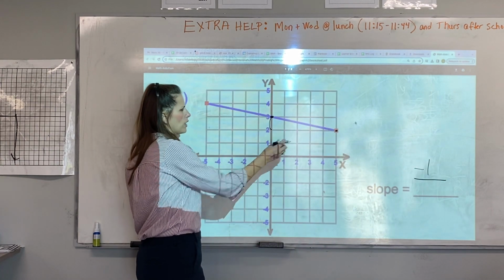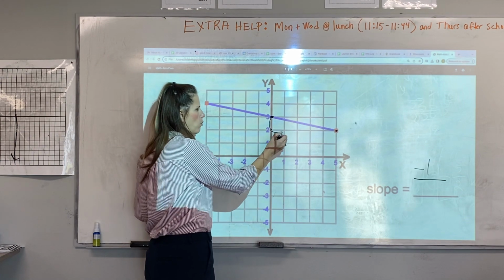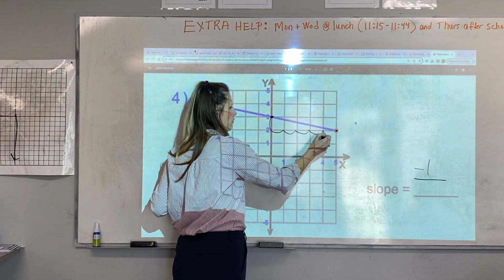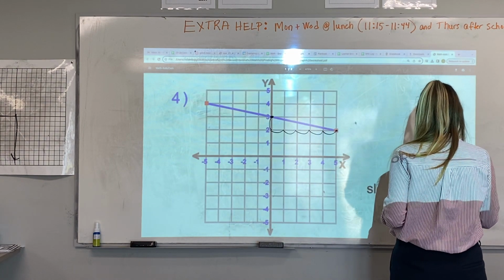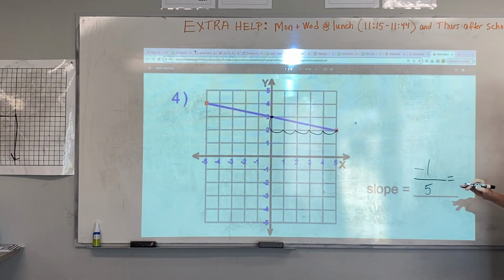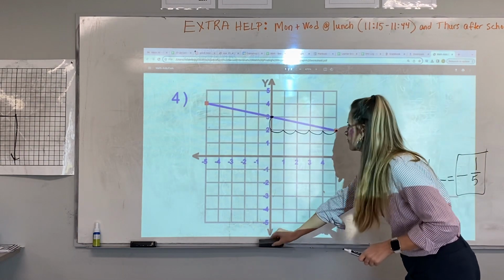And then we have to go over to the right. 1, 2, 3, 4, 5. How do we write this in the perfect slope formation? -1/5. Good. Negative on the outside of the fraction, 1/5. You guys good? Yeah.